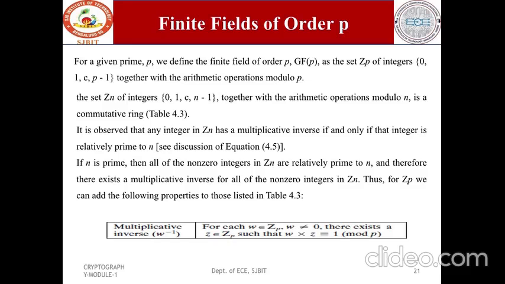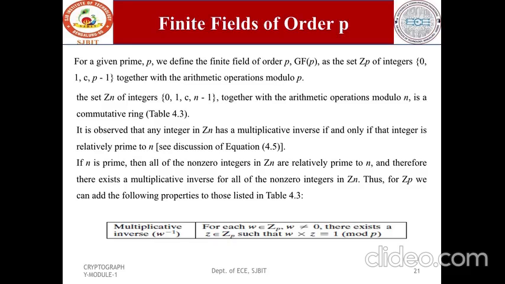So, the set Zn of integers 0, 1 till n minus 1, together with the arithmetic operations modulo n, is a commutative ring. We can observe that any integer in Zn has a multiplicative inverse if and only if that integer is relatively prime to n. If n is prime, then all of the non-zero integers in Zn are relatively prime to n. Therefore, there exists a multiplicative inverse for all of the non-zero integers in Zn.